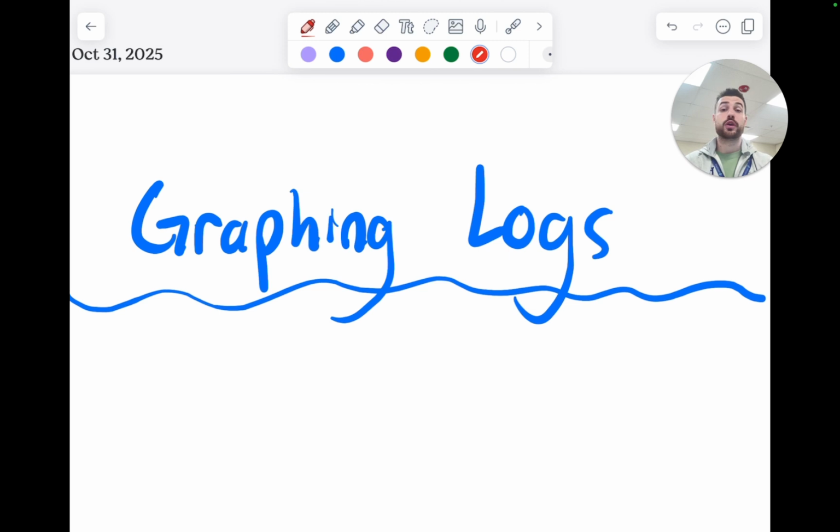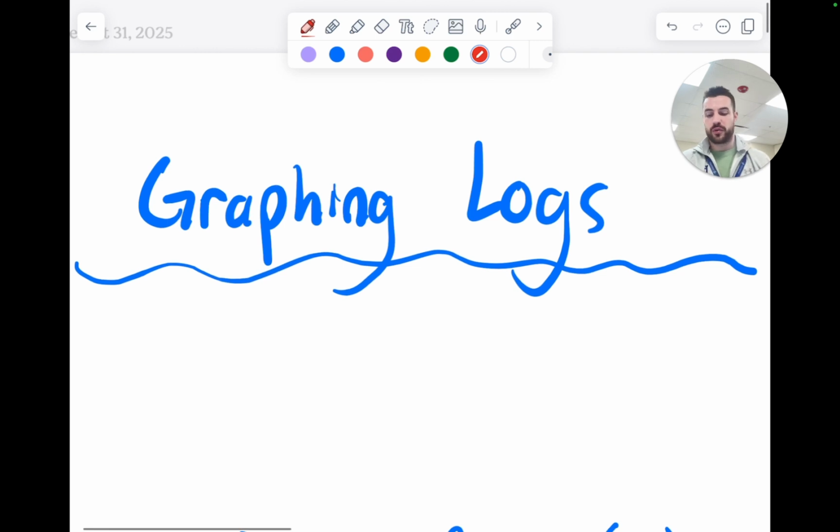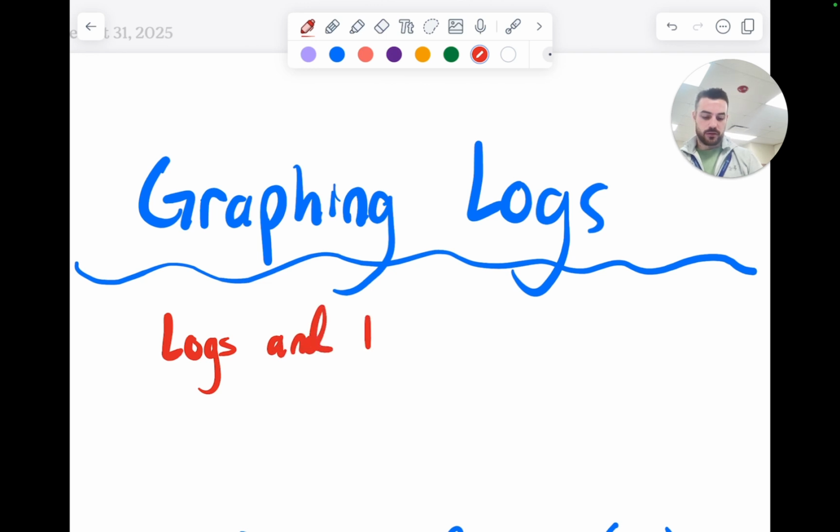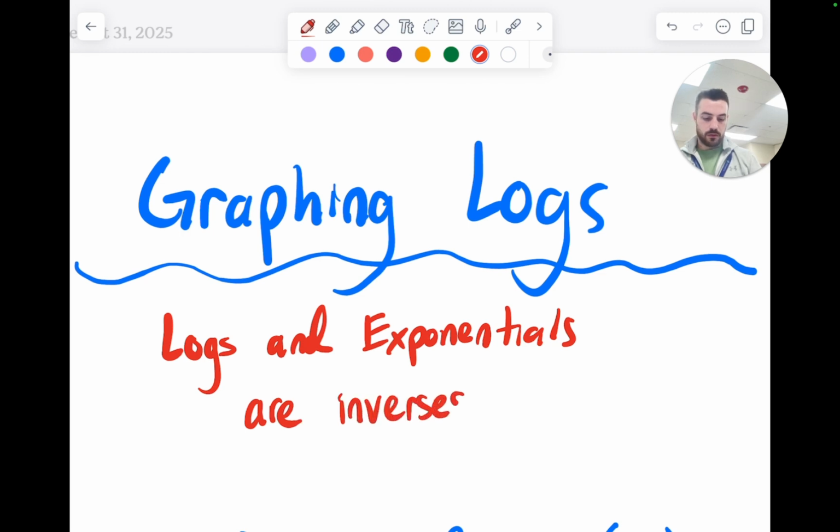Today what we're going to do is work on graphing logarithms. The most important thing that we want to remember is logs and exponentials are inverses. The reason that's important is because we are going to start by graphing the inverse of every log, which is an exponential, because that's something we're a little bit more comfortable with, and then we are going to work on flipping our values to get the actual graph of the log.